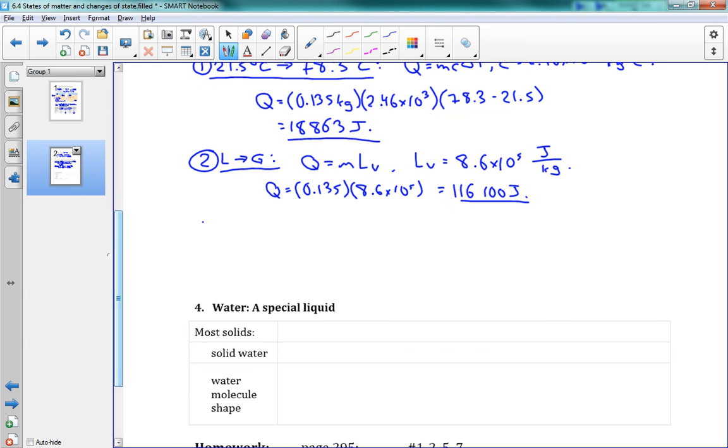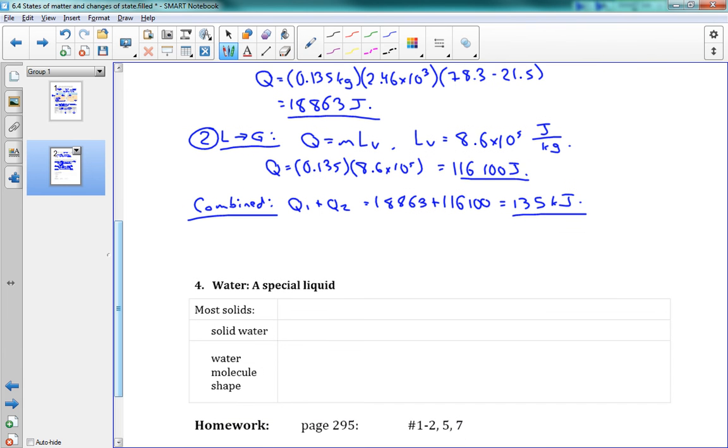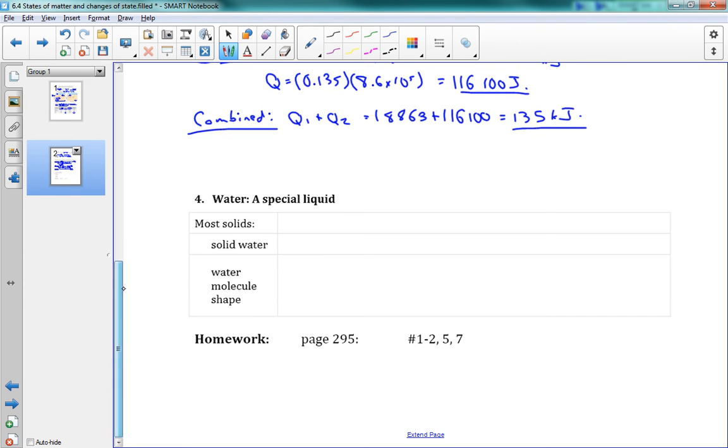So then we do the combined, because we just need to add those two together. So we have Q1 plus Q2. This is 18,863 plus 116,100 gives us 135 kilojoules. And that's our final answer. So there we go. That's the idea here. You'll have a few problems where you do that.